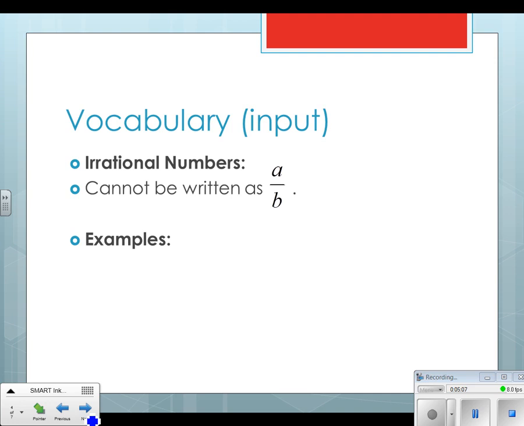An irrational number cannot be written as a over b. Some examples: pi. It's a decimal that goes on forever and doesn't repeat. The square root of 2. 2 is not a perfect square. If you put a number under the radical that is not a perfect square, that is an irrational number. If you typed in the square root of 2 on your calculator, you get a decimal that doesn't repeat and it will go on forever.